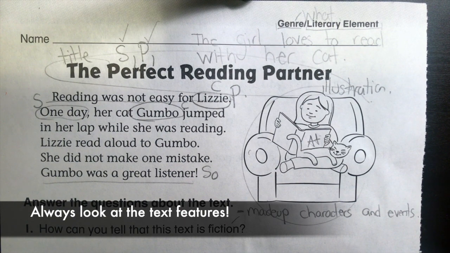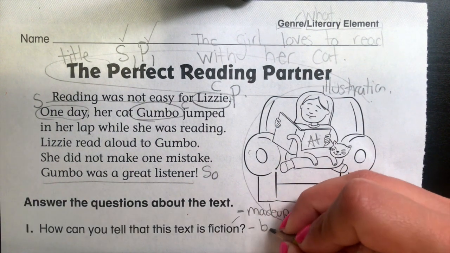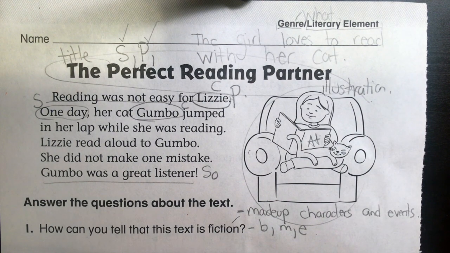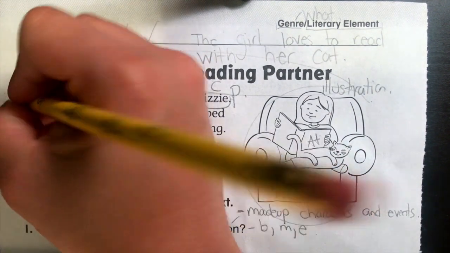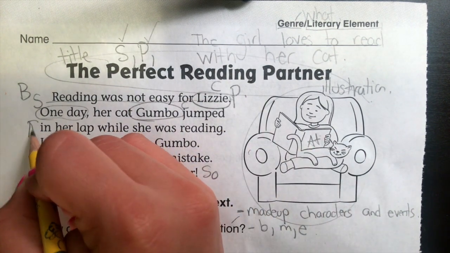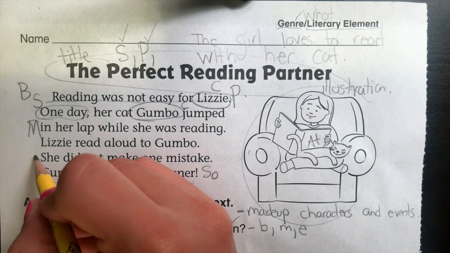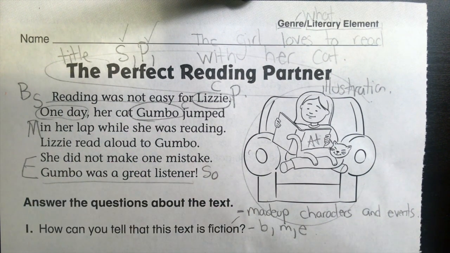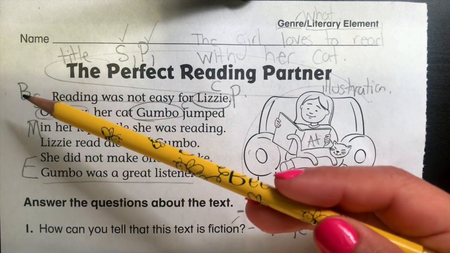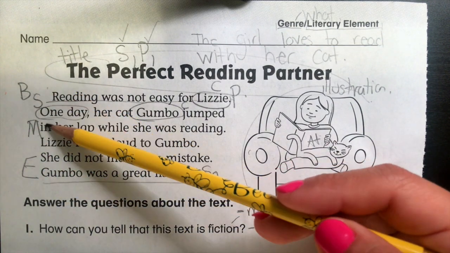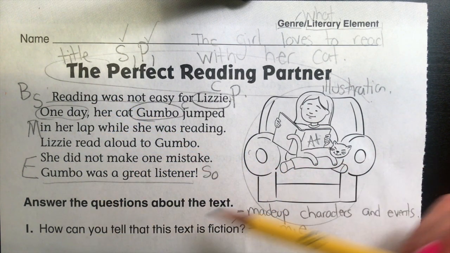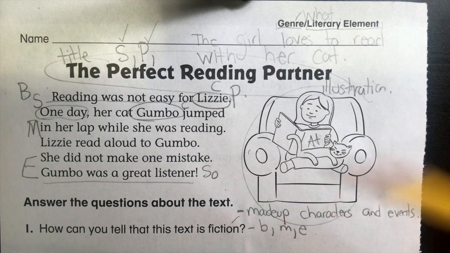Has a beginning, middle, and end. Does this story have a beginning? Yeah, it was not easy for Lizzie to read. In the middle, Gumbo jumped. And at the end, she did not make one mistake. She read perfectly. So yes, this story has a beginning, a middle, and an end. Our problem is introduced to us in the beginning, and then it is solved in the end of the story.